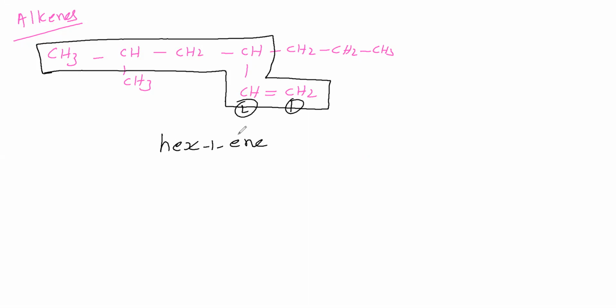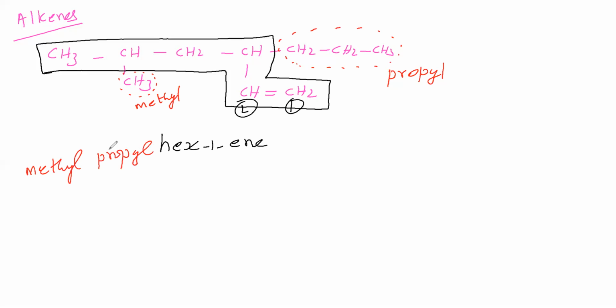Then let us say the branches. What are the branches present here? One branch is CH3. This CH3 is called methyl. Another branch is this one. This branch is called propyl. Now, methyl is one prefix and propyl is another prefix. Two prefixes are there. Which do we write first? The prefix which comes alphabetically first, you write first. Therefore, you write methyl first, then you write propyl.